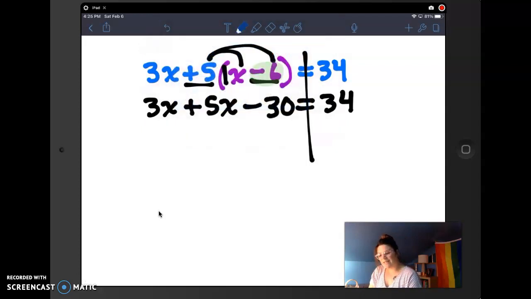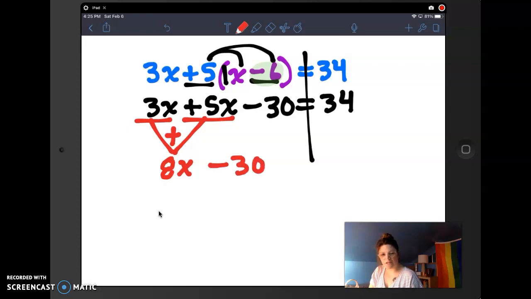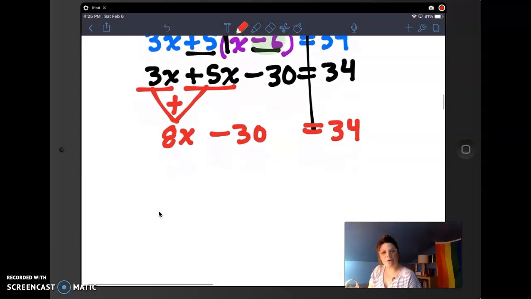Okay, now the next step here is we need to combine our like terms if they are on the same side of the equal sign. So remember, same side, add. 5x and 3x make 8x's. We're adding the two groups together. We didn't change anything about the group of negative 31s, and we didn't change anything about the group of 34 ones on the other side. And now it's just a two-step equation. All we're doing is just solving for x.